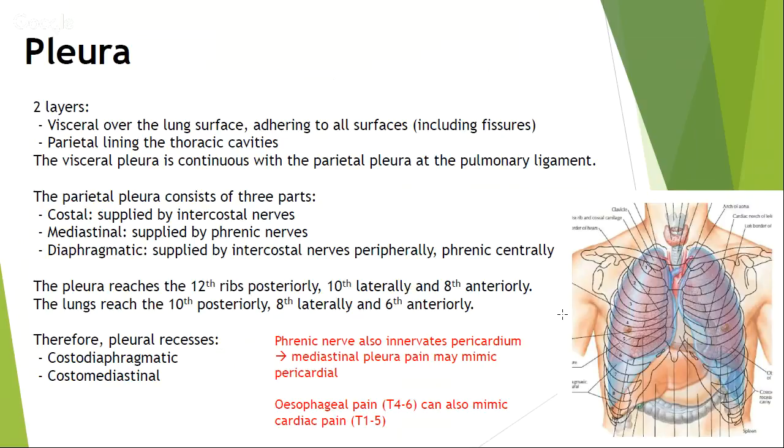Because the phrenic nerve innervates the pericardium as well as the mediastinal pleura, the pain from mediastinal parietal pleura can mimic pericardial pain. Both of them can also radiate to the shoulder, which is where the C3, 4, 5 nerve roots of the phrenic nerve are located.